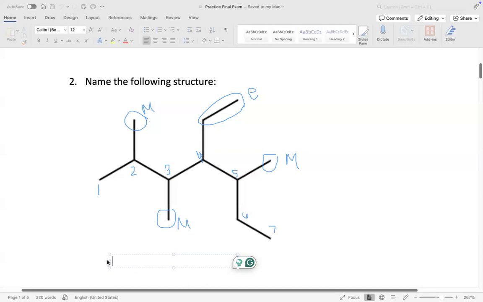E for ethyl is going to come before the M in methyl. So we're going to start off with 4-ethyl-, and then here we get to do our trimethyl. So it's going to be 2,3,5, and I know you can't see what I'm typing until I hit submit, so I'm sorry, but 2,3,5-trimethyl, hept, because there's 7 in the main chain, ane because they're all single bonds. All right, so 4-ethyl-2,3,5-trimethylheptane.